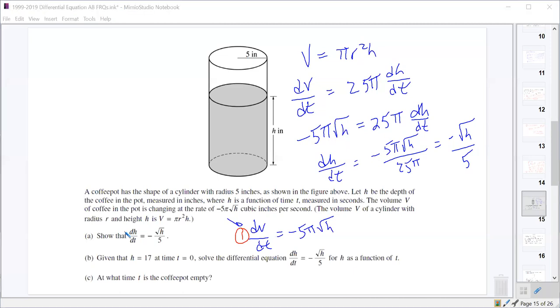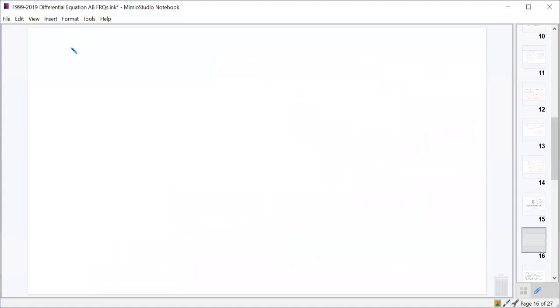And this was total worth 3 points, 1 for getting this somewhere in there, 1 for this, and 1 for showing the final thing. Any questions there on part A? No. All right. Part B then says that we need to solve the differential equation dH/dt equals negative root h over 5 with the initial condition that at t equals 0, h equals 17.